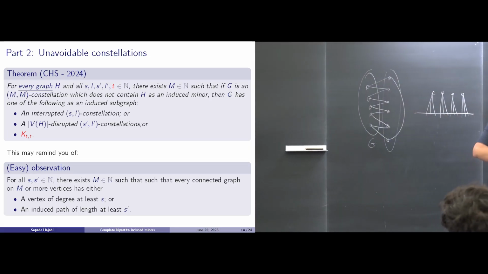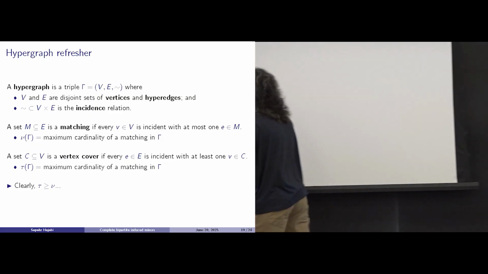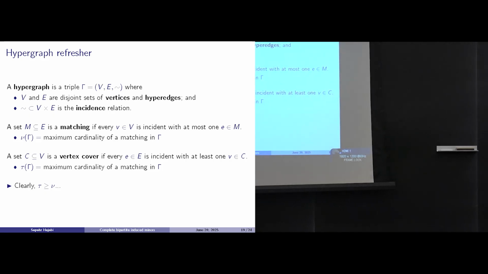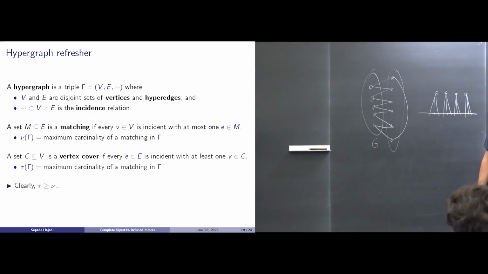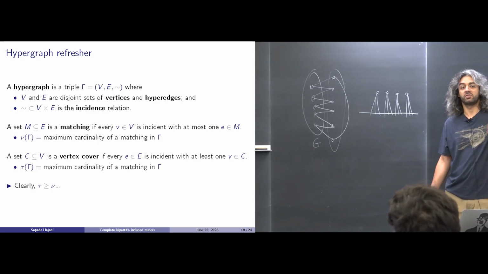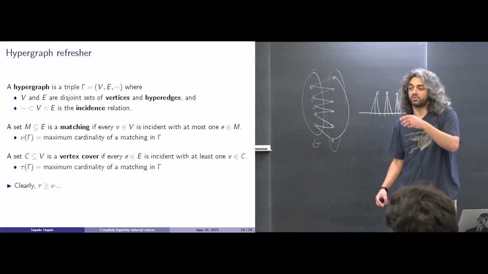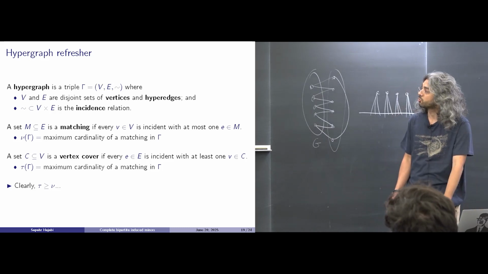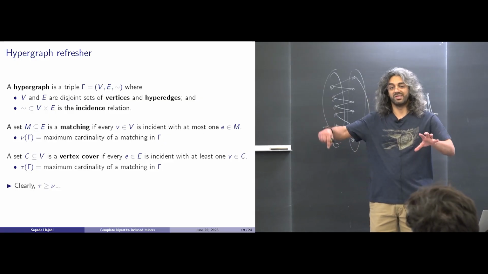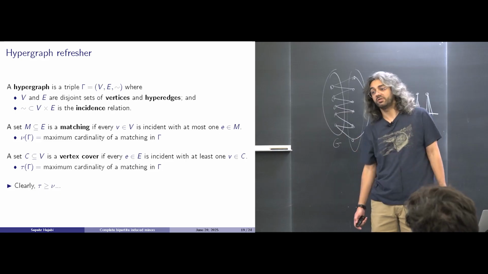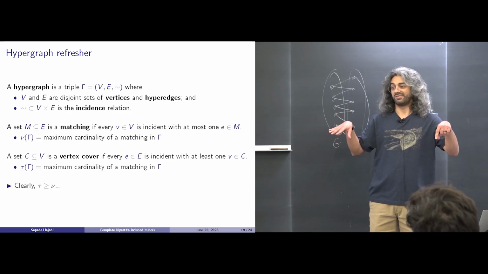So what actually does help with proving this is this pretty useful theorem that we call the hypergraph lemma. So let me tell you a little bit about the hypergraph terminology I'm going to use. I think we all know what a hypergraph is. It's a set of vertices, a set of edges, and there's an incidence relation. You can think about it as a 0-1 matrix. So what is a matching in a hypergraph? It's a set of edges or hyperedges such that every vertex is incident with at most one of them. What is a vertex cover in a hypergraph? It is a set of vertices such that every edge or hyperedge is incident with at least one of them.